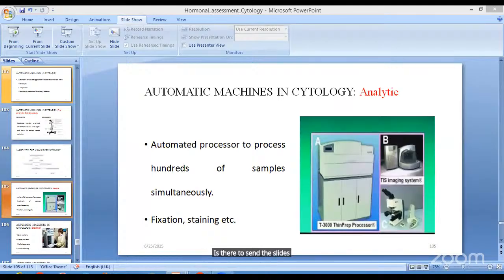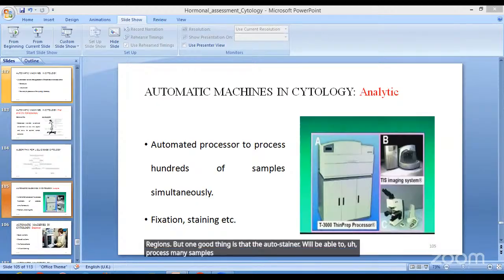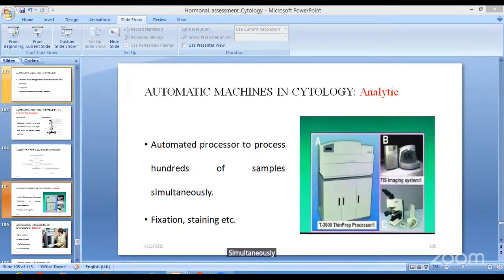Some stainers are open system stainers, some are closed system. With an open system, you can get the reagents from many sources, but the closed system is a narrow system of sourcing, limited to the manufacturers that can provide the reagents. But one good thing is that the auto stainer will be able to process many samples simultaneously in a very easy manner, as shown on this slide.